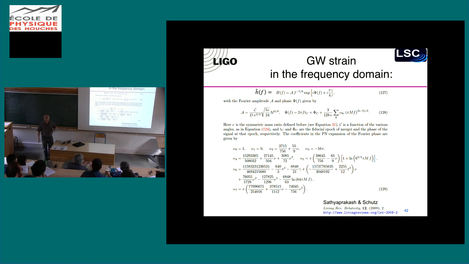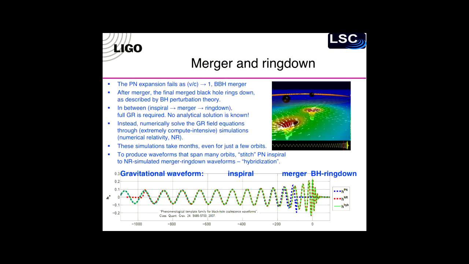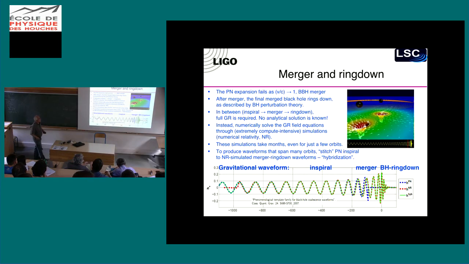So this will give you an inspiral until it breaks down. And at the merger, the PN expansion fails as v over c goes to 1. After merger, the final merged black hole rings down as described by black hole perturbation theory. We just heard a very nice talk about it. And in between, you need full general relativity. No analytical solution is known.